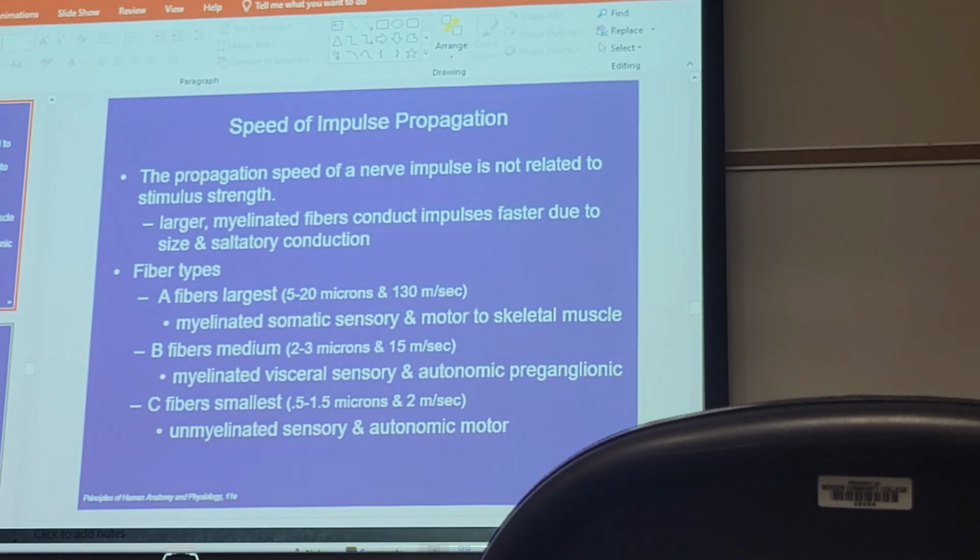I'm going to mention that there are 3 types of fibers. I don't want you to worry about them. They're A, B, and C.